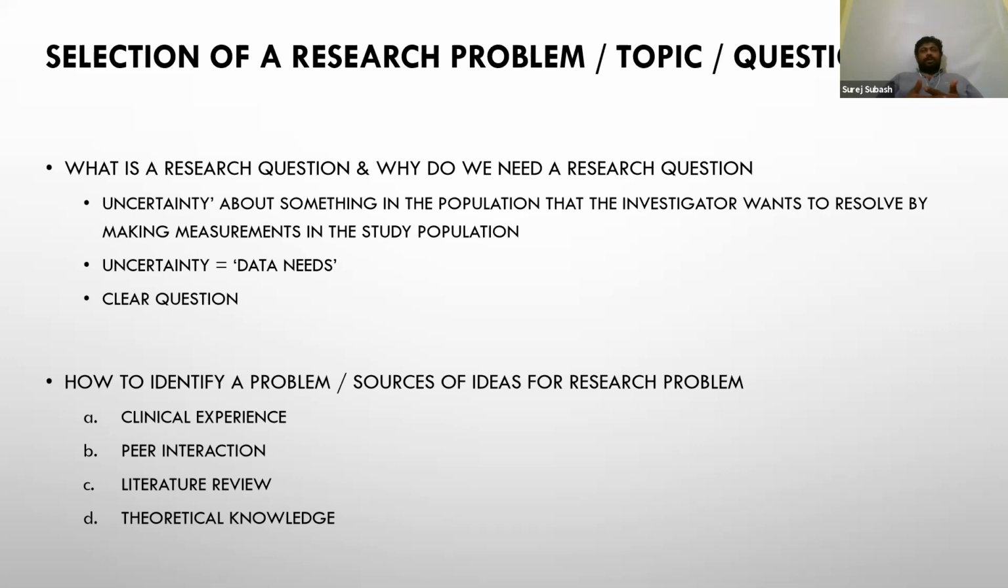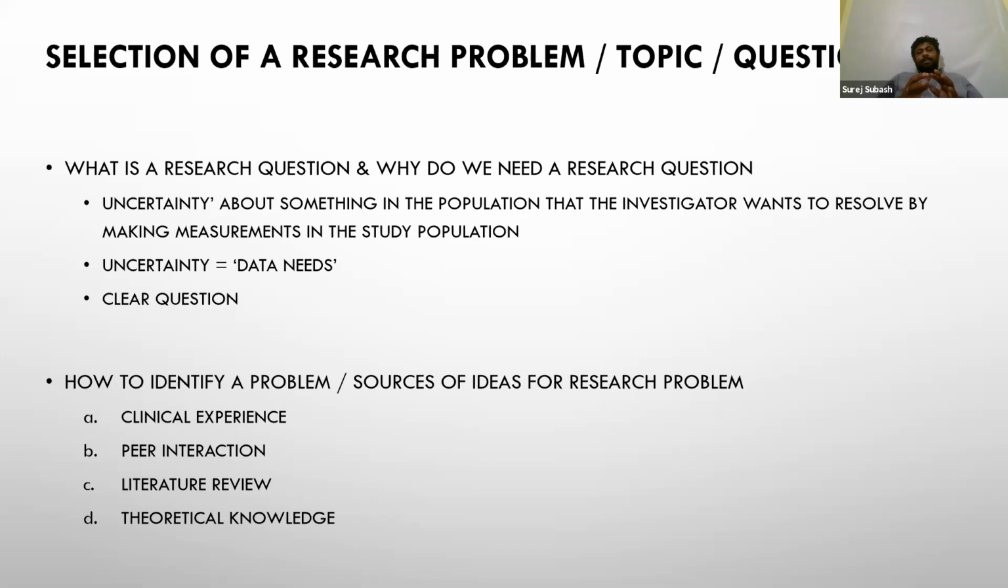There is some uncertainty about something in the population, and the investigator actually wants to resolve it by making measurements in the study population. Suppose, for example, you go to a high school and you say, okay, obesity. How many of the children in the school are obese? And how many of these obese children are prone to developing diabetes? Now, this is a question that you formulate. So you're not certain about that. There is some uncertainty, and the investigator is trying to look into the study population. Here the population is the school students, especially the obese school students.